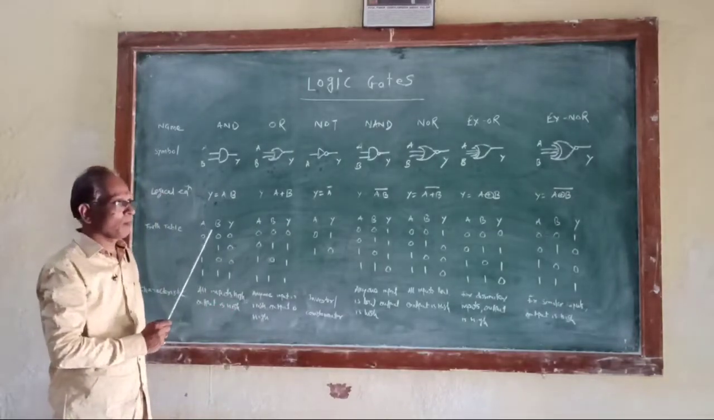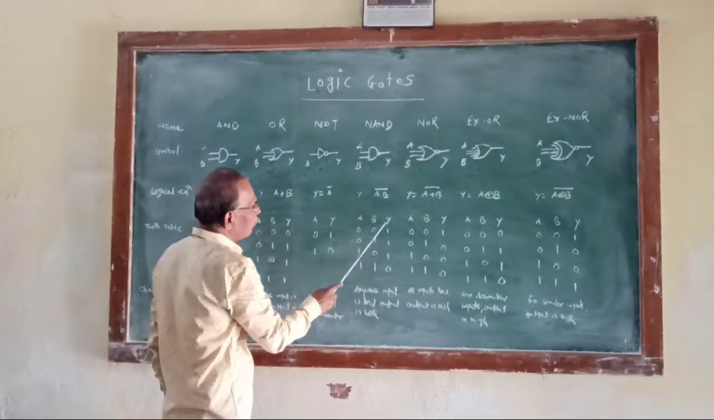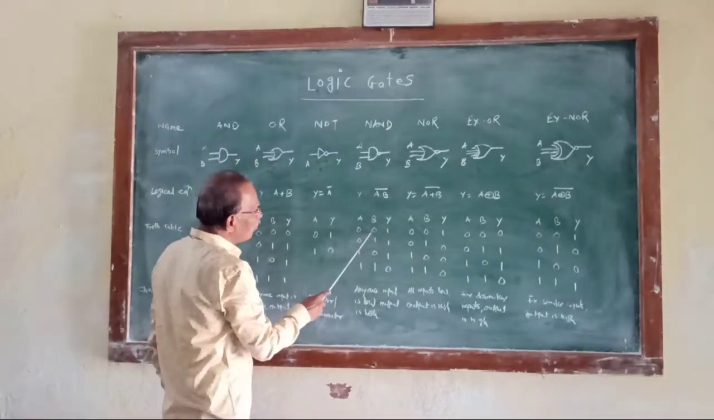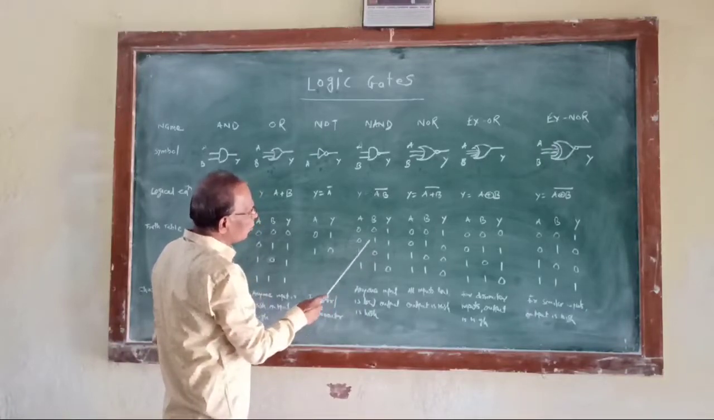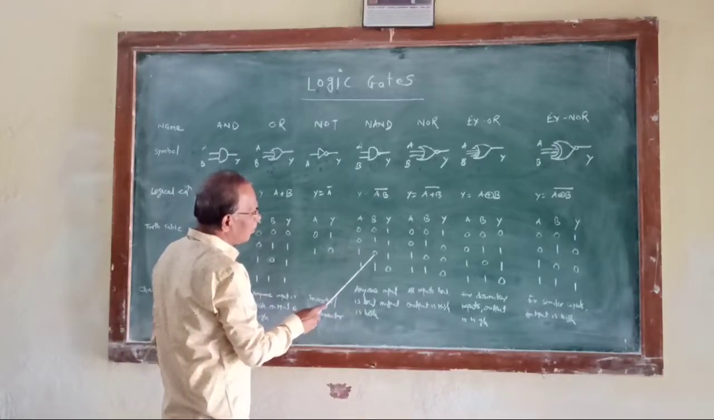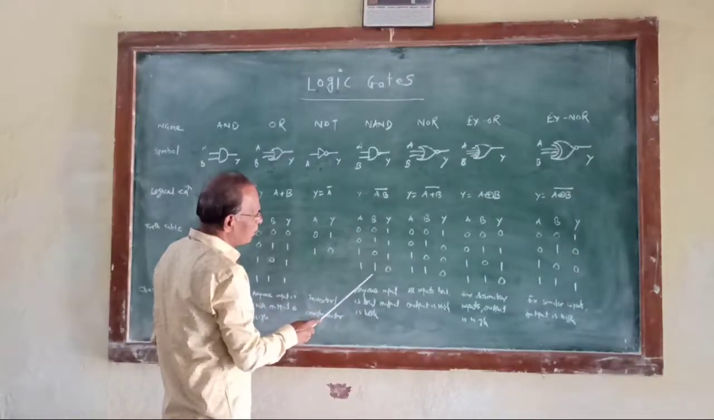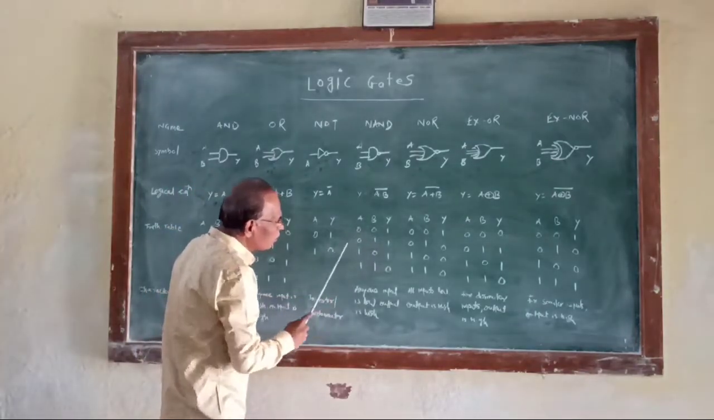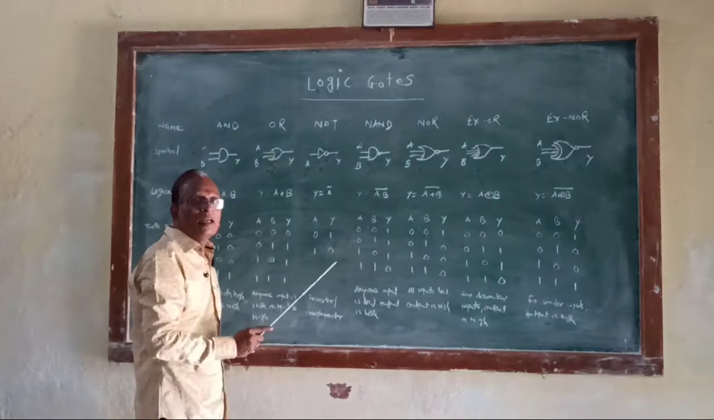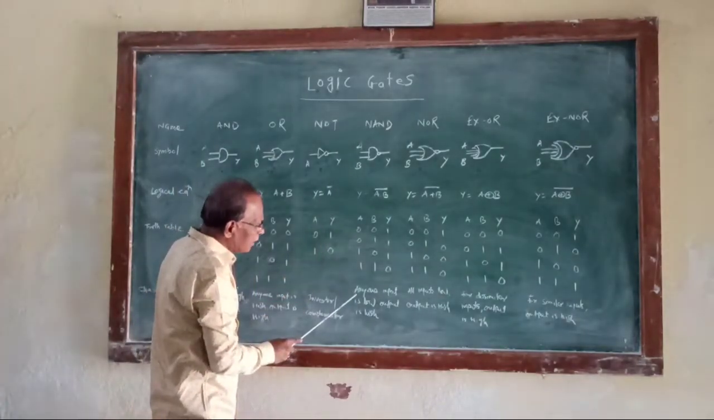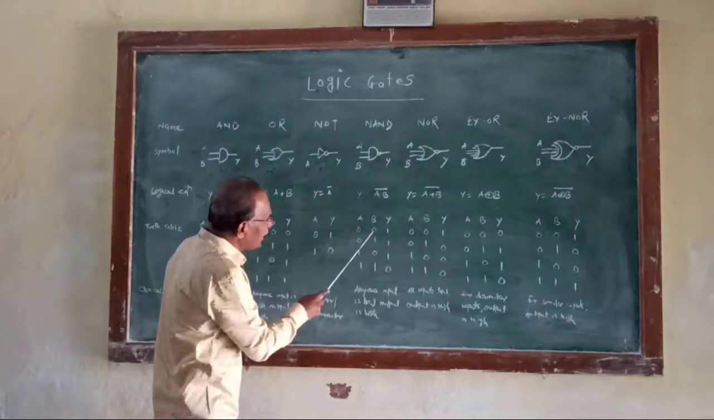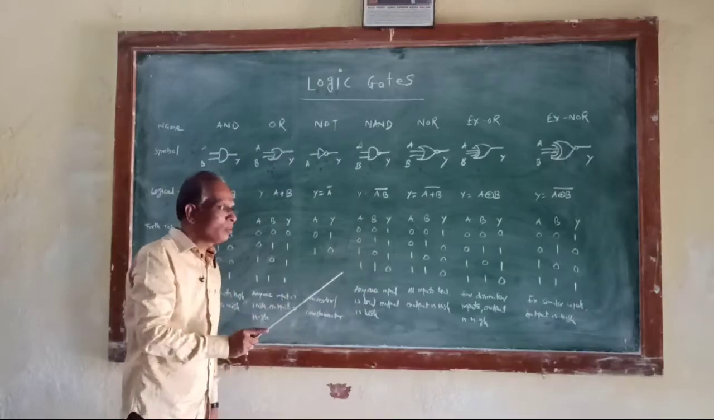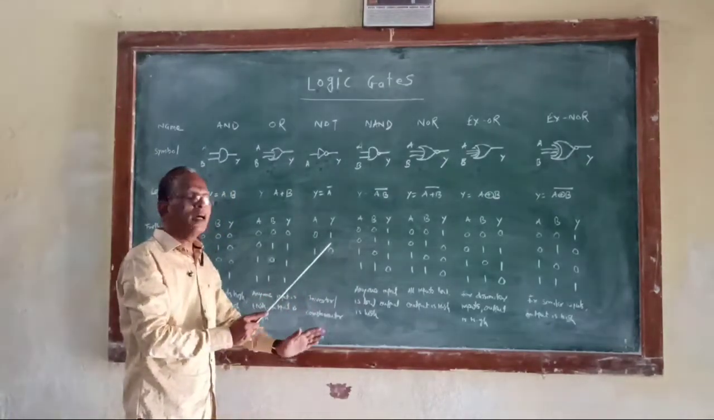If A, B and Y are the two inputs and the output, and you see the truth table, then A is 0, B is 0, Y is equal to 1. A is 0, B is 1, Y is 1. A is 1, B is 0, Y is equal to 1. A is 1, B is 1, Y is equal to 0. If you see this truth table carefully, you can get the important characteristic of the NAND gate: if any one input is low, the output is high. For any one low input, you get a high output.